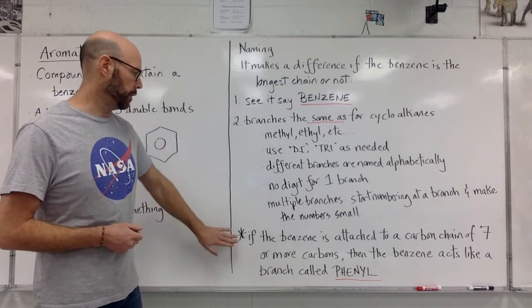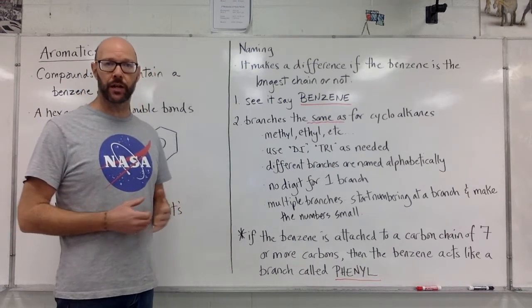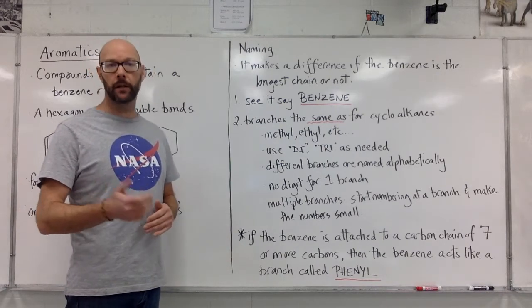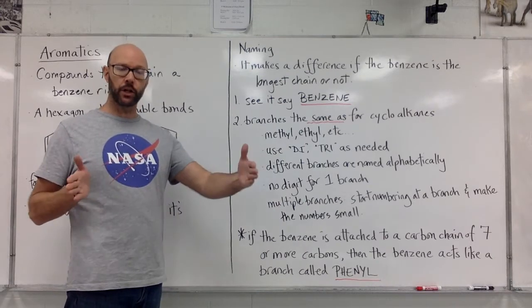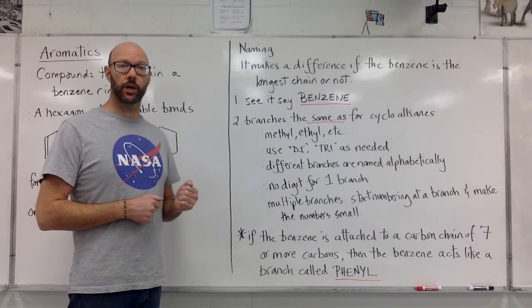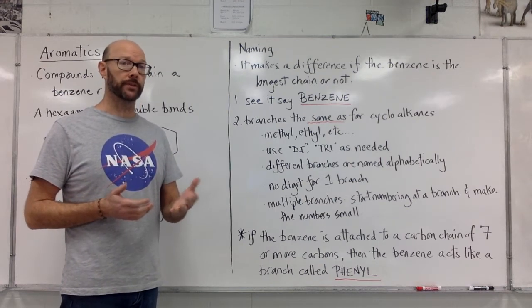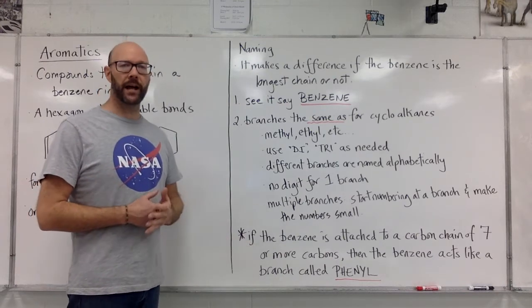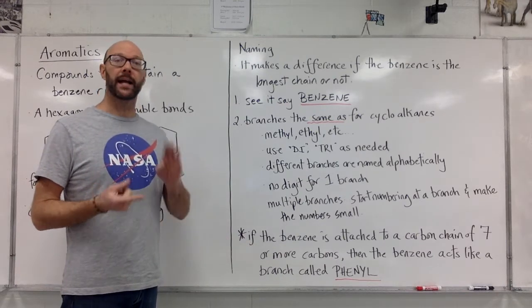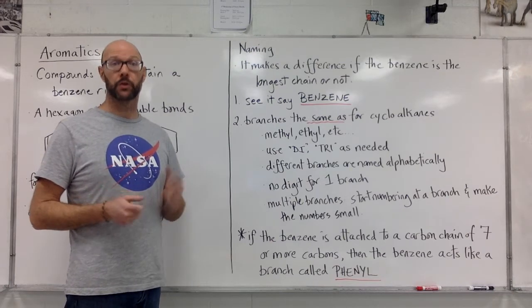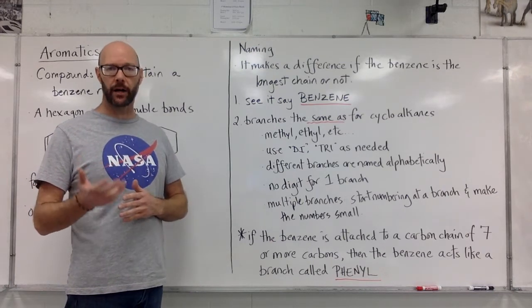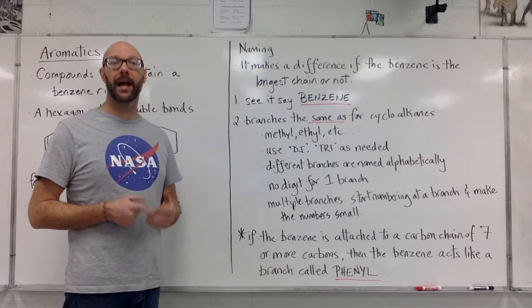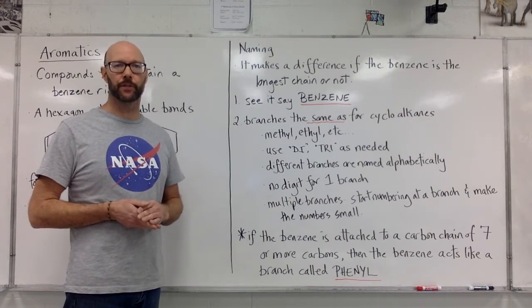A second big scenario is that the benzene might be acting as a branch. So if the benzene is attached to a carbon chain, say an alkane, an alkene, even an alkyne, of 7 carbons or longer. Benzene has 6 carbons, so if it's attached to something with 7 carbons, then the benzene is shorter and it starts to act like a branch. If it's acting like a branch, then we treat it that normal way. It's a branch that starts with P. So our normal rules for an alkane or an alkene or an alkyne would apply, only we would see benzene on it and we would call it phenyl when it's acting like a branch.